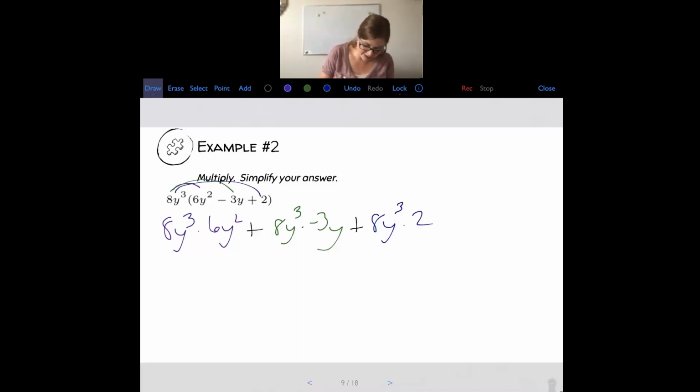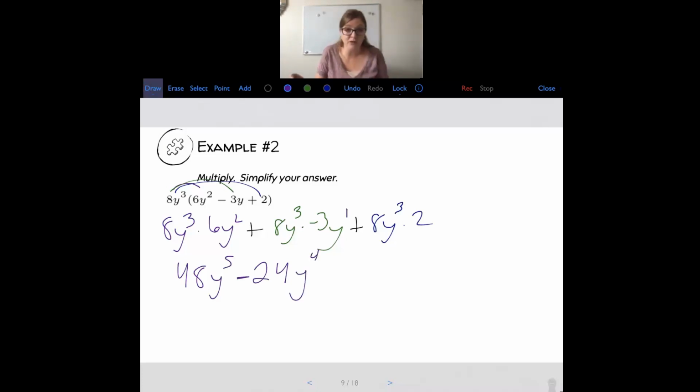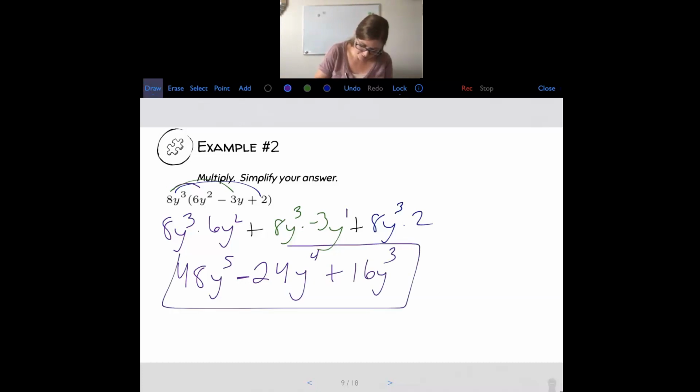So 8 times 6 is 48. Y to the third times y to the second is y to the fifth. 8 times negative 3 is negative 24, and this is y to the third times y, which is y to the fourth. Remember, there's a 1 here. You can put that there. And then 8y cubed times 2 is going to be 16y cubed. So here is our final answer.